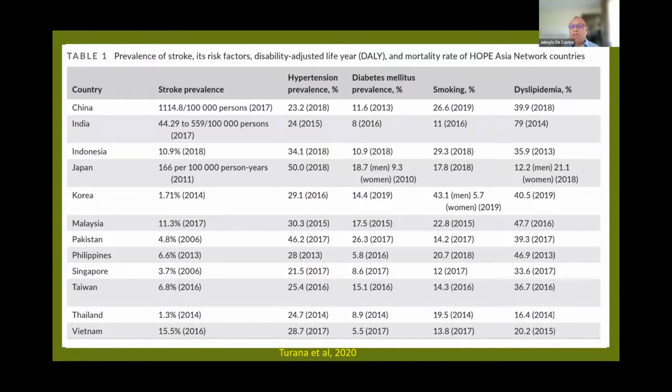So watch out for your cholesterol levels, 46.9%. Followed by, of course, hypertension at 28%, and smoking at 20.7%, and lastly, your diabetes at 5.8%. We used to always say, if you have diabetes, you have all these problems, which is also true. But if you look at this, you will be amazed that this is not only present in the Philippines, but if you look at other countries, the same pattern appears.